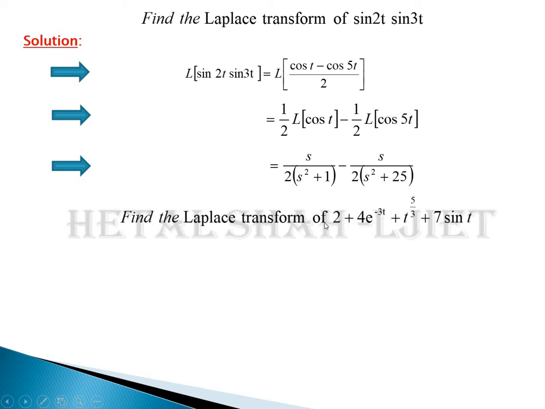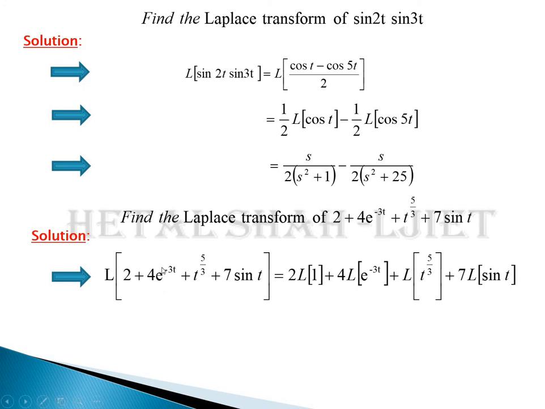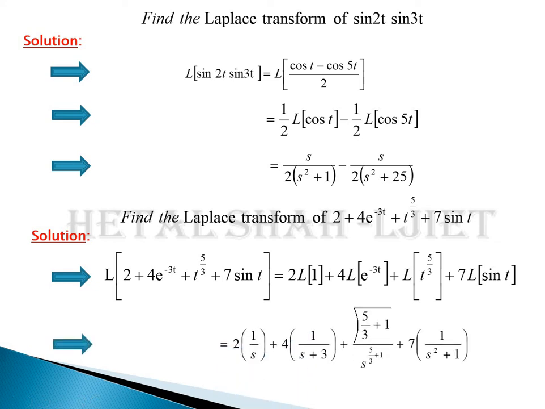For the next example, find the Laplace transform of 2 plus 4 e raised to minus 3t plus t raised to 5 by 3 plus 7 sin t. So apply Laplace for the individual terms. So 2 Laplace of 1, 4 Laplace of e raised to minus 3t, Laplace of t raised to 5 by 3, 7 Laplace of sin t. Laplace of 1 is 1 by s.